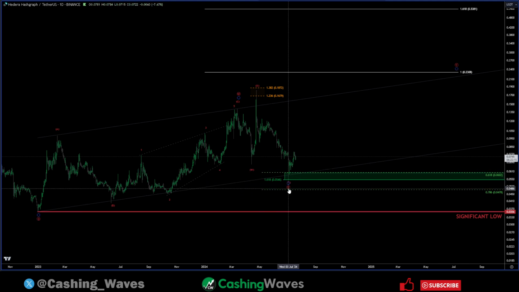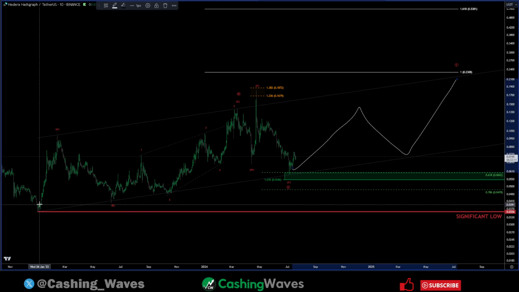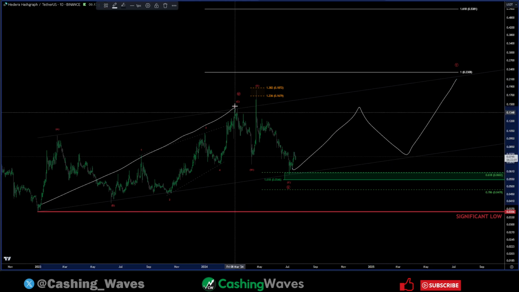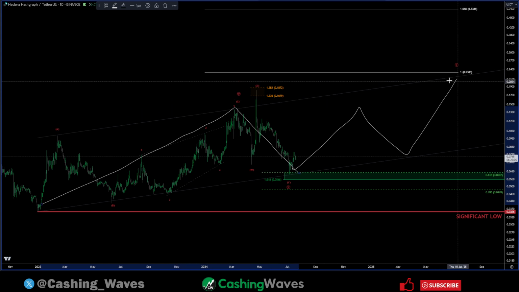and our larger X. So from here, I am looking for a three-wave move targeting, excuse me, the one-to-one extension of W off of our larger X, which is up at 23.8 cents.